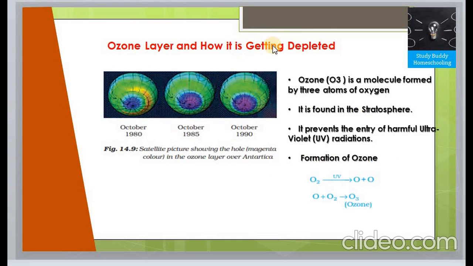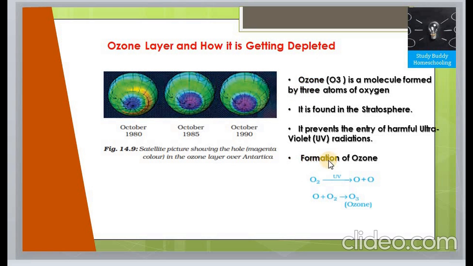Ozone layer and how it is getting depleted. The ozone layer is composed of O3 molecules, 3 oxygen atoms. This ozone layer is found in the stratosphere of the atmosphere. It plays a very important role in preventing the entry of ultraviolet radiation into the earth. So if this ozone layer is destroyed, UV radiation can enter the atmosphere very easily, thereby causing lots of skin cancers in humans and causing harm to animals.